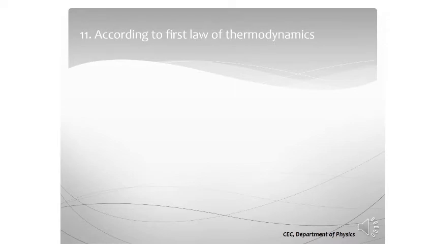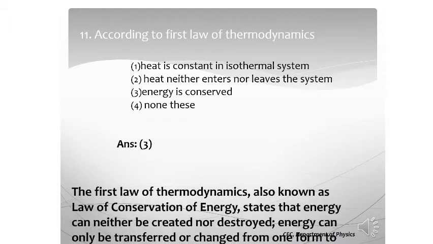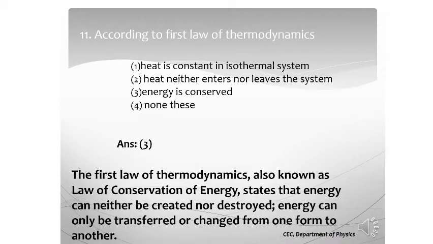Next, according to the first law of thermodynamics, heat is constant in an isothermal system. Heat neither enters nor leaves the system. Energy is conserved. None of this. Answer 3. Energy is conserved. The first law of thermodynamics, also known as the law of conservation of energy, states that energy can neither be created nor destroyed. Energy can only be transferred or changed from one form to another.